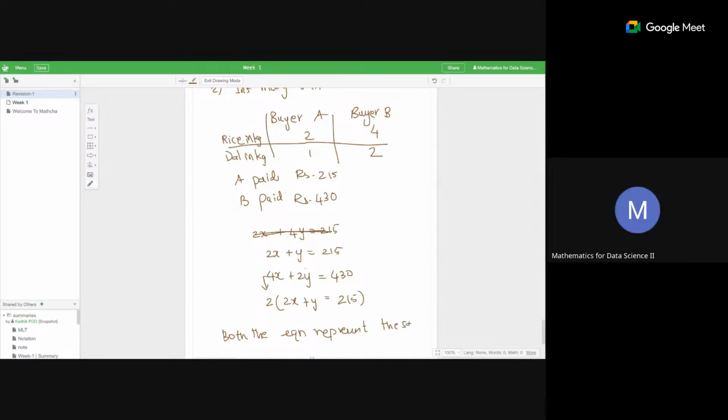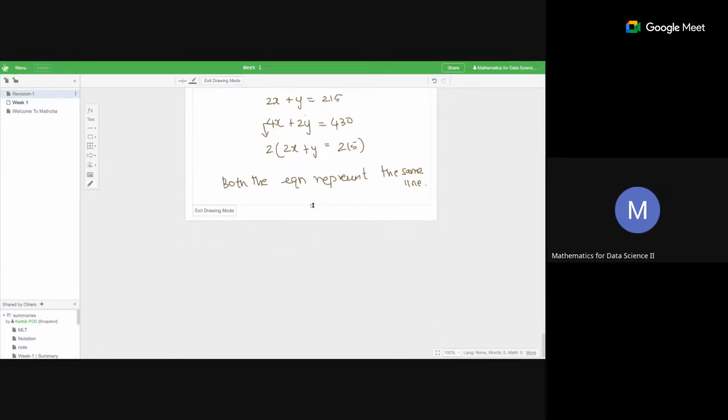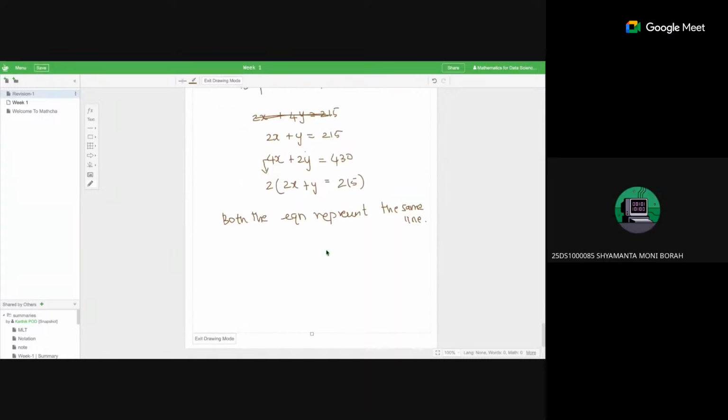Agreed? Yes, ma'am. Right? So if both the equations represent the same line, at how many points do these two lines intersect? Infinitely many points. All points on this line 2x plus y equal to 215 are going to be the solutions of this equation, yes or no? Yes. Right? So in this scenario, obviously you see that here all points on the line 2x plus y equal to 215 are solutions.